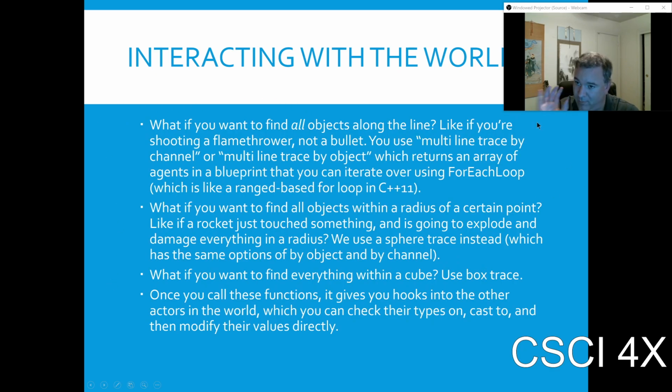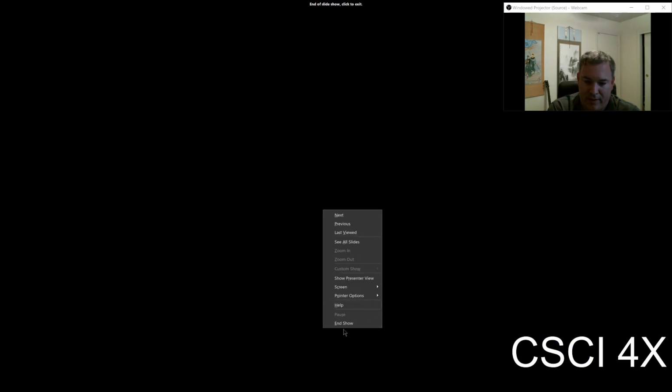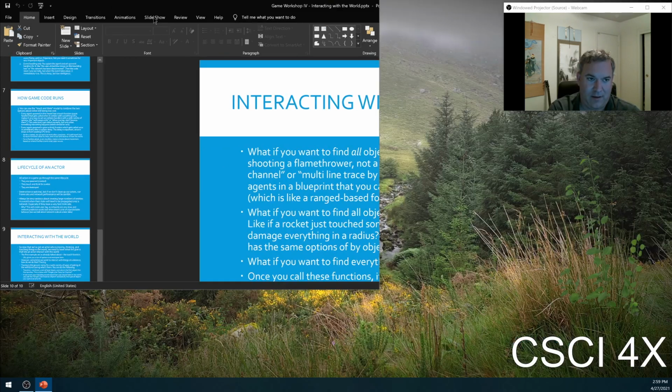Yeah, and if you want to find all demons along the line, you can use a multi-line trace. In QuakeC, what you do is you just do another trace line from the point that you hit. So when you hit a point, if you want it to keep going, you do another trace line starting at that location. Finding everything in a radius is a sphere trace. So in Unreal Engine, you can do a sphere trace on your point to get everything within a sphere. In QuakeC, it's called find radius. So that is kind of how you do interactivity in a video game.